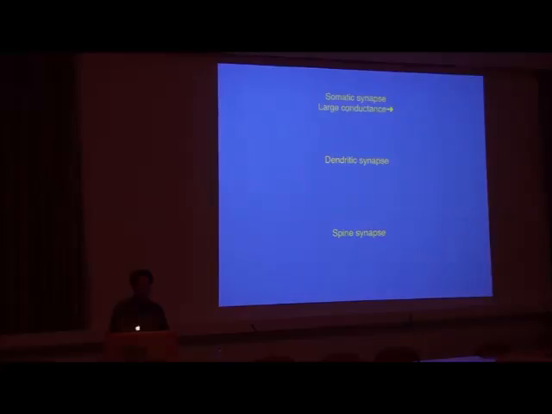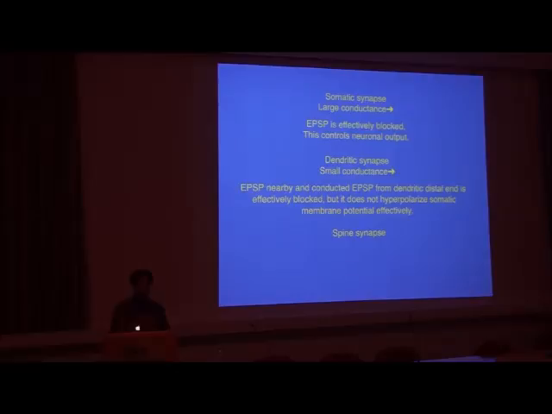Somatic synapse is large conductance, and the EPSP is effectively blocked. This controls neural output. And the dendritic synapse is small conductance, and the nearby EPSP and the conducted EPSP from the dendritic distal end are effectively blocked, but it does not hyperpolarize the somatic membrane potential effectively. And spine synapse is very small conductance, and it only hyperpolarizes the spine head membrane potential. This has a strictly local effect.